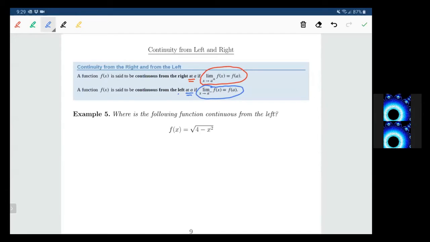We have a radical function. It's even. The index here is even. So we know that the domain must stay greater than or equal to 0. The radicand must stay greater than or equal to 0. So 4 minus x squared must be greater than or equal to 0. And this is a non-linear inequality. So we can't just solve across the equal sign. What we're going to have to do then is find critical values.